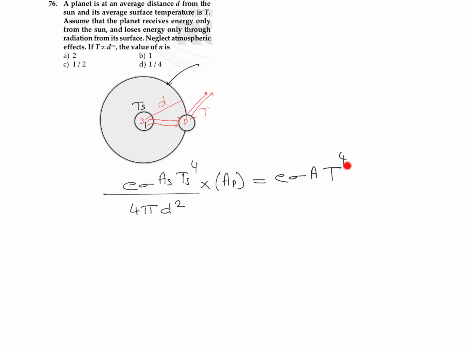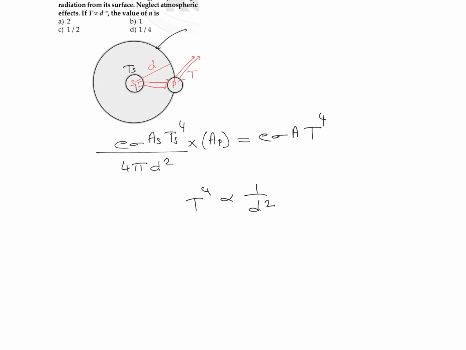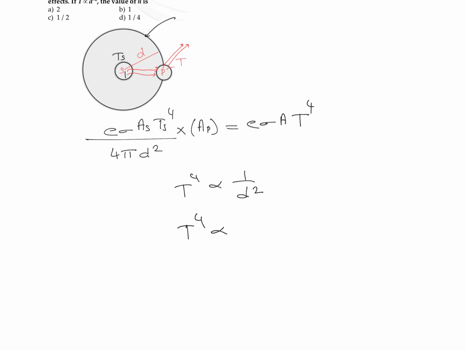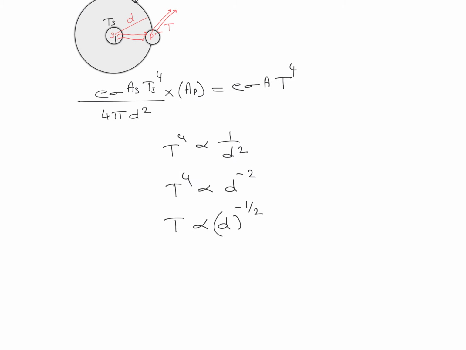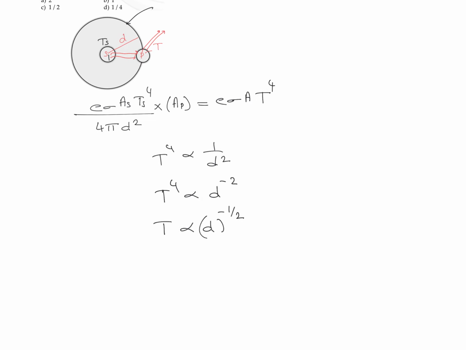Now the question is just to find the relation between T and d. So we can write T raised to 4 is inversely proportional to d square, or T raised to 4 is directly proportional to d raised to minus 2. So T is directly proportional to d raised to minus 2, raised to 1 by 4, that becomes d raised to minus 1 by 2. According to this equation, the question is to find the value of n over here. So the value of n will be equal to 1 divided by 2.